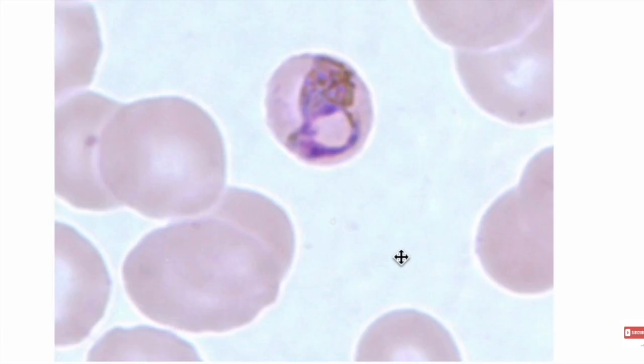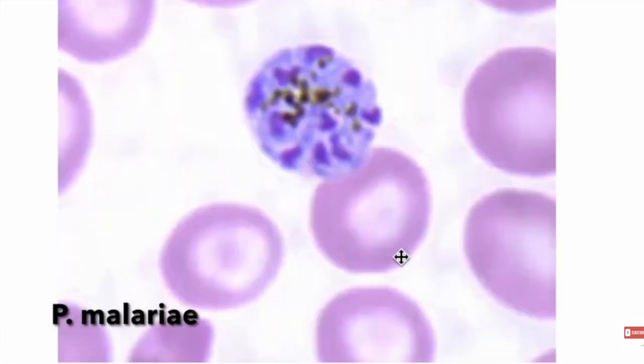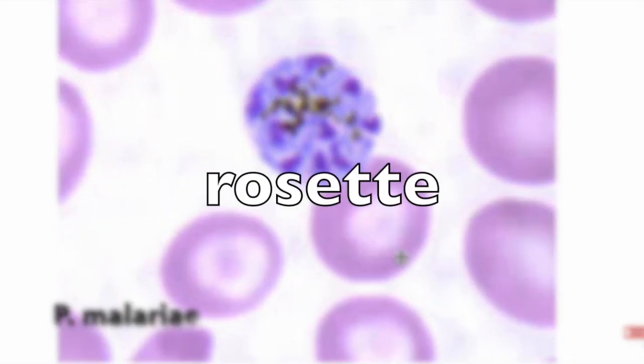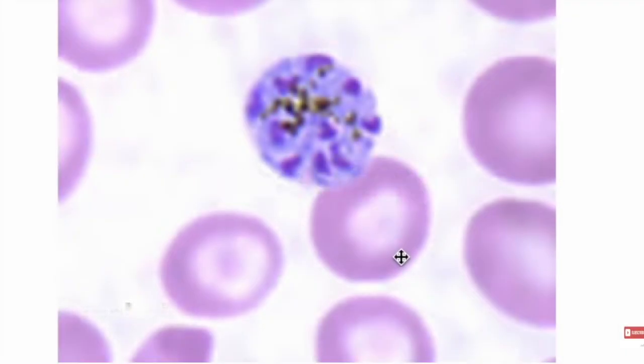But then you get to the schizont. And this is where P. malariae gets a little fancy. The merozoites can be arranged in a rosette or daisy-like pattern around a central clump of pigment. So we've gone from the parasite quietly wearing a band to suddenly arranging its merozoites like a little flower.